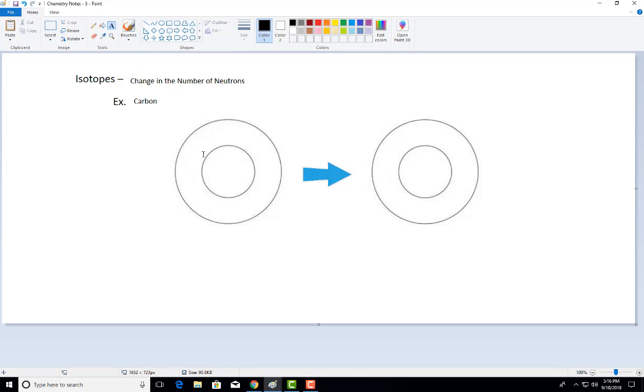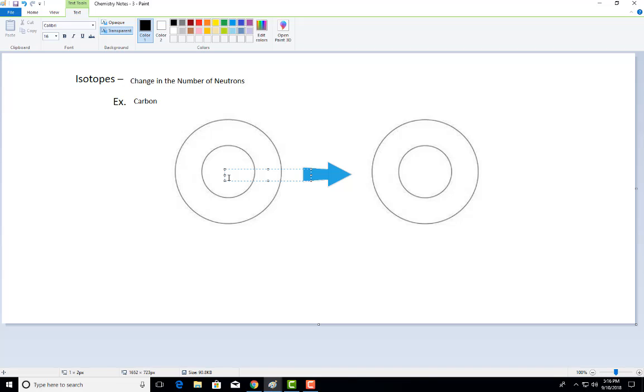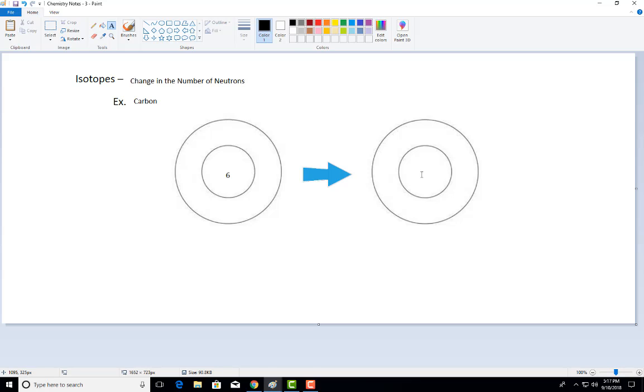Well, let me get my, there we go. Normally carbon has 6 protons and 6 electrons, so we're going to draw it both here. Because remember, the number of protons is not going to change. In this case, neither is the number of electrons. So let's go ahead and add the dot diagrams for the electrons. There's 6, so there's one up here. Let's fill that in. There's another down here. That's 1, 2. Here's 3, 4, 5, 6.